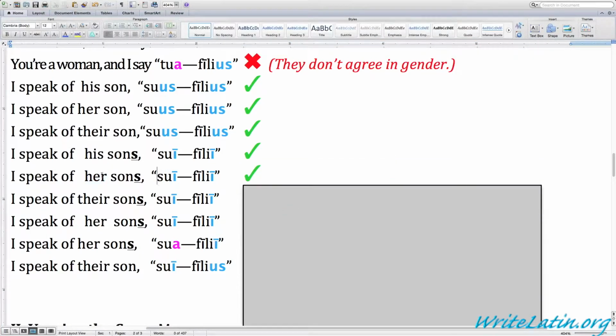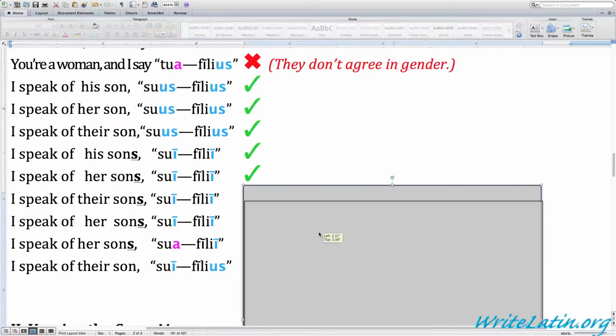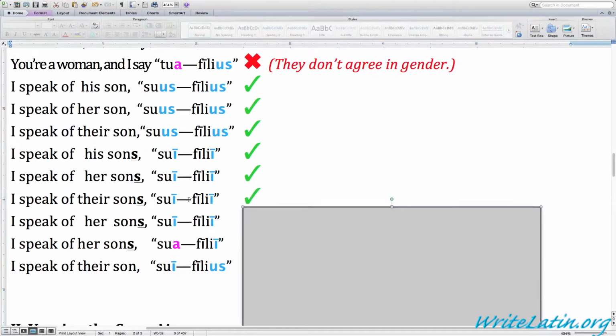So suus can mean his, and sui cannot mean his. And suus can mean her, and sui can mean her. All right, well, following the pattern, sui can mean their, just as suus could mean their. What about I speak of her sons? Is that grammatically correct? Sui filii.